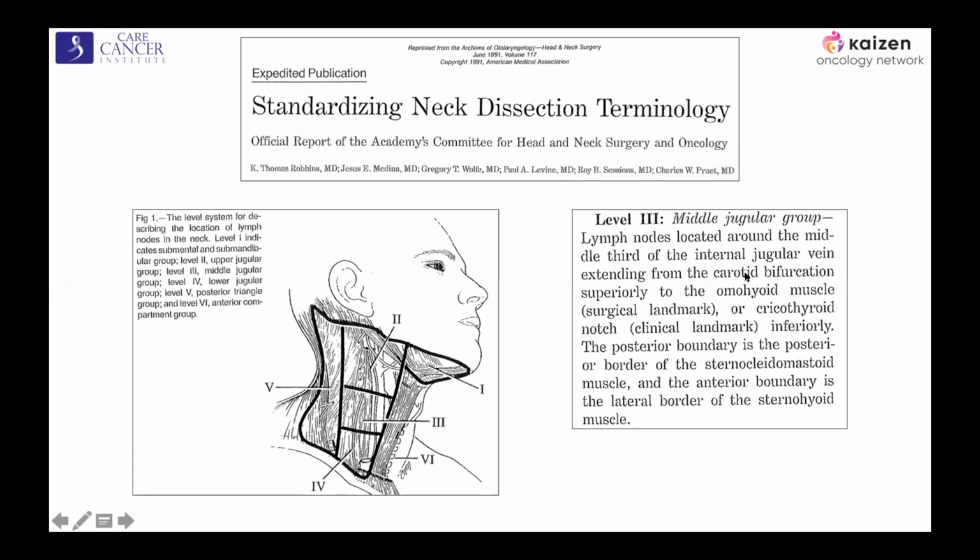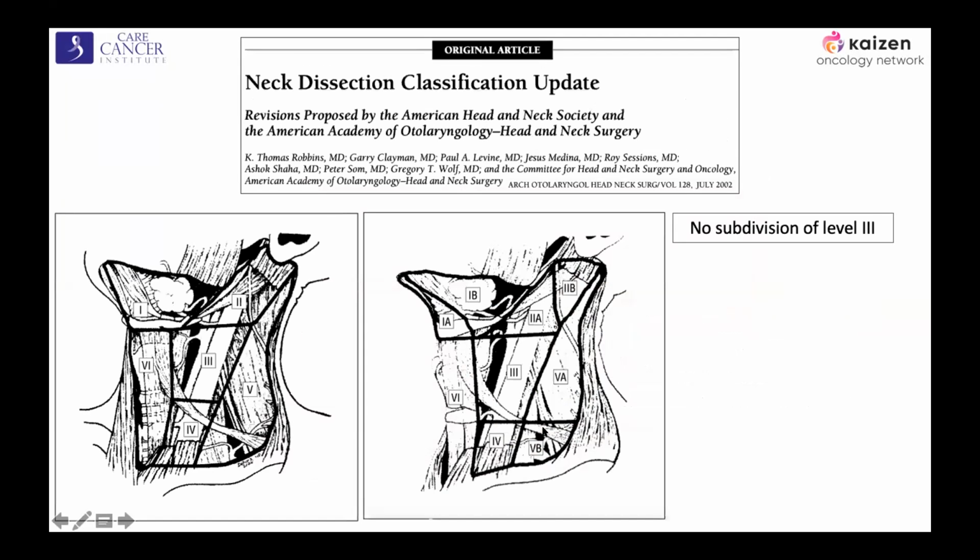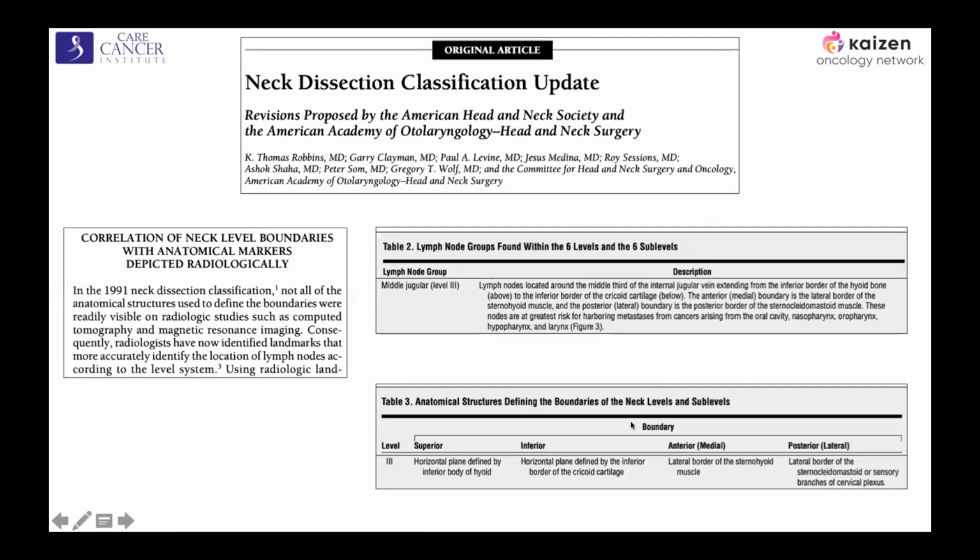And like we saw, level 2 extended from the base of the skull to the carotid bifurcation; level 3 extends from carotid bifurcation to the omohyoid muscle, which is the clinical landmark. We'll see what landmark they gave in their update. So basically, this space from the bifurcation to where the omohyoid crosses the vessels is your level 3. Again, this is a surgical landmark. So there's no subdivision of level 3 in this update.